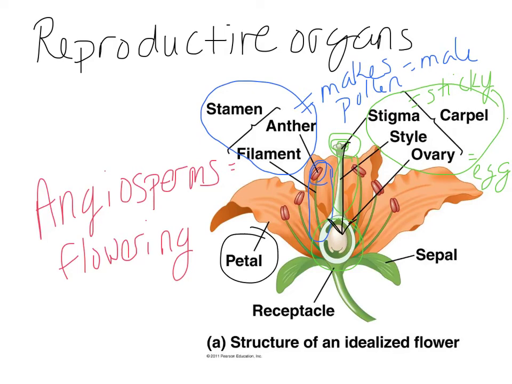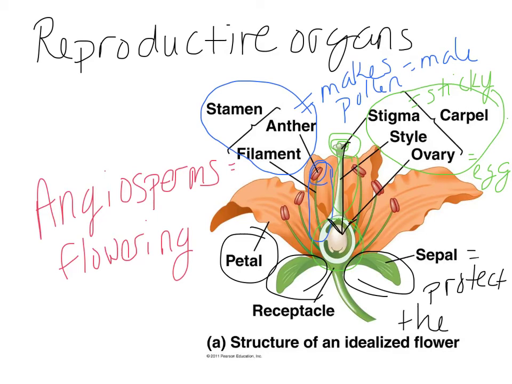Okay, the main job of the petals usually is to attract the pollinators. They're bright colors, easy to see, and that attracts the pollinators. And then down here you have what are called the sepals. And the sepals will help protect the flower bud. Okay, if you've ever seen a flower that hasn't bloomed yet, and it's wrapped in what looks like green leaves before it blooms, those are the sepals that are protecting the budding, growing flower.